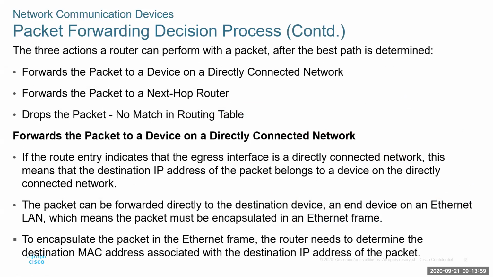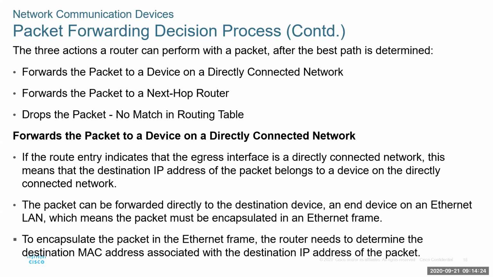So again, there's 3 actions that are going to be performed on that packet based on best path. It's either going to forward that packet to a device on a directly connected network, it's going to forward it to a next hop router, or it drops the packet because there's no match in the routing table. If it forwards the packet to a device on a directly connected network, this route entry indicates that there's an egress interface directly on the router itself.